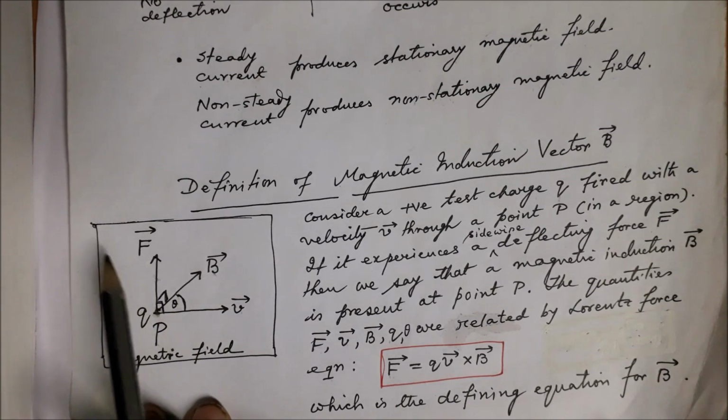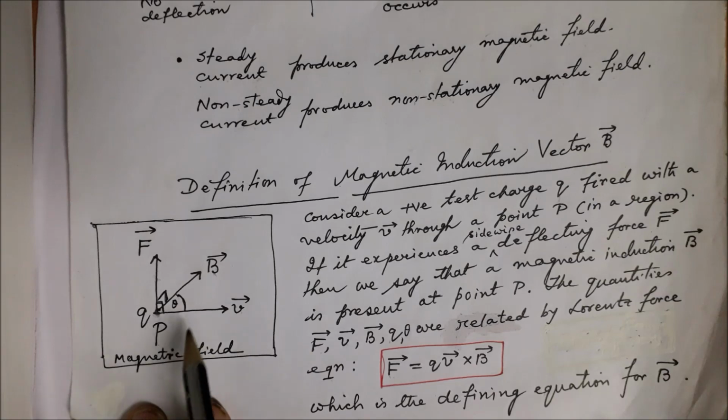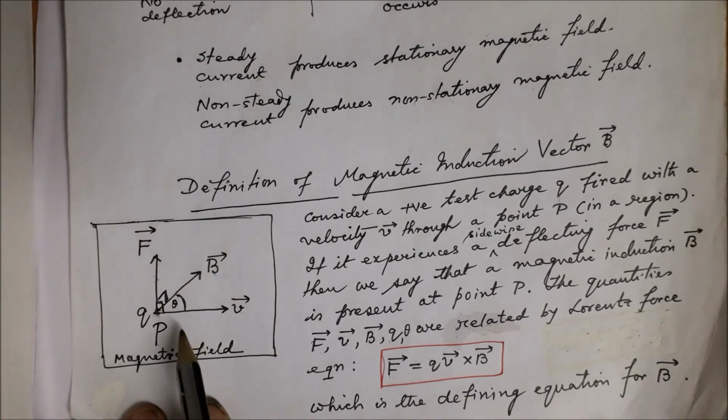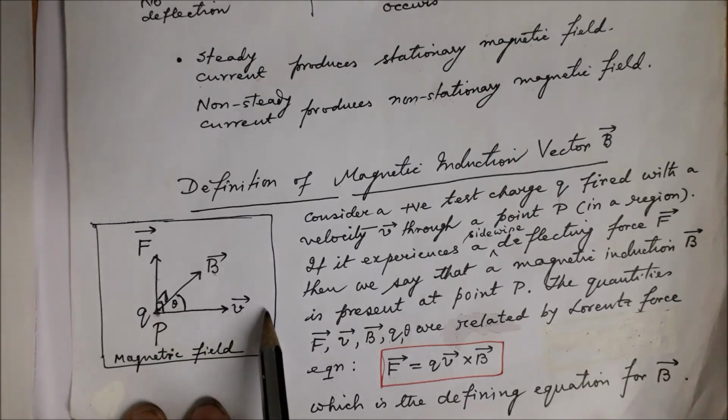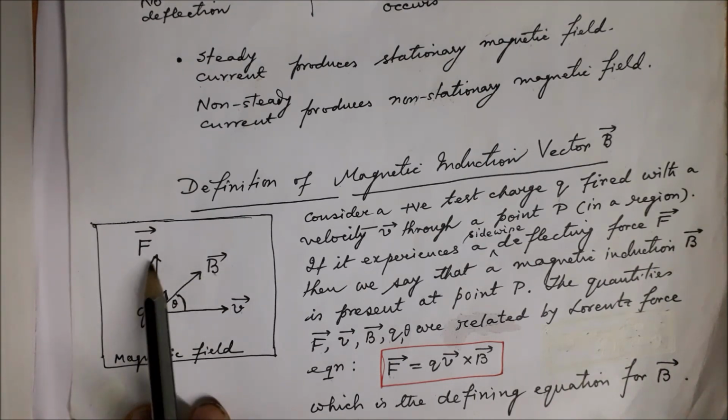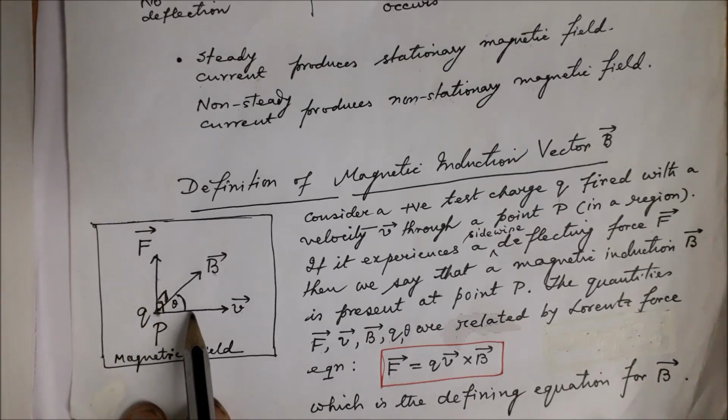because this magnetic induction B pulls this charge q from its linear path. This magnetic induction B being present in this region influences the charge q from following a linear path. It causes this charge to bend. The force that this B exerts on q is F, and this F is perpendicular to the velocity v, as well as it is perpendicular to the magnetic induction B.